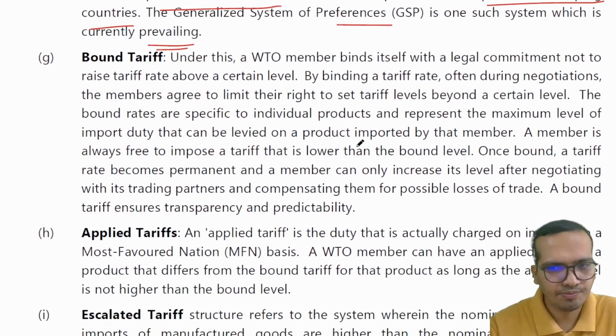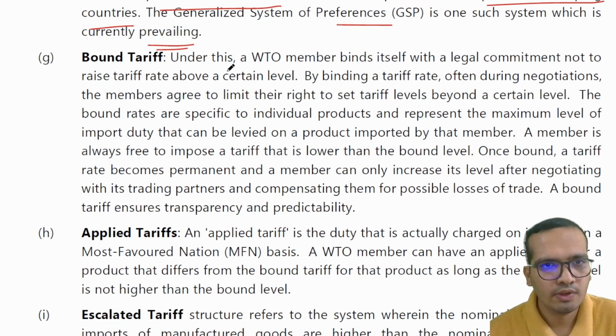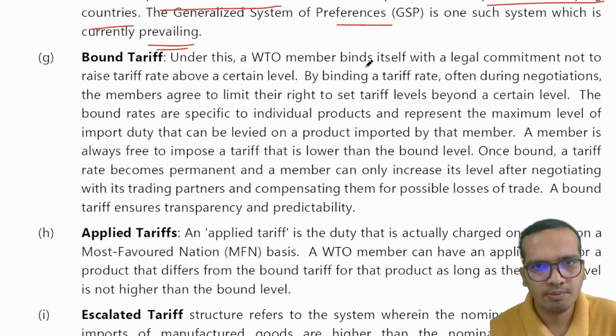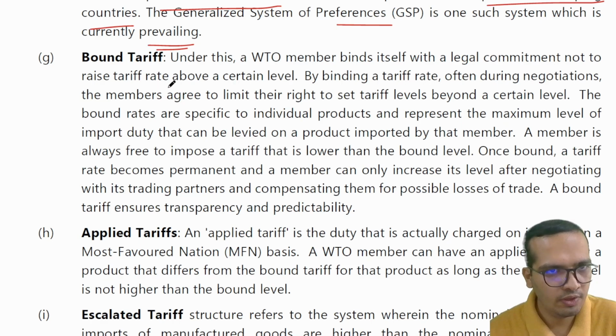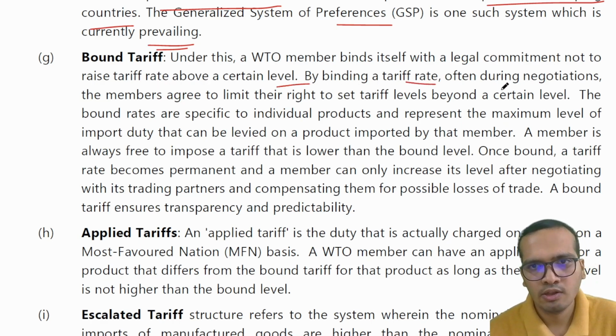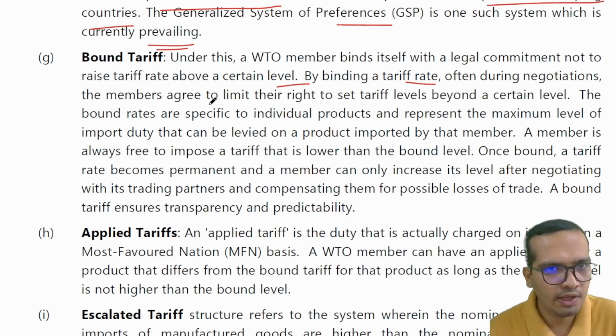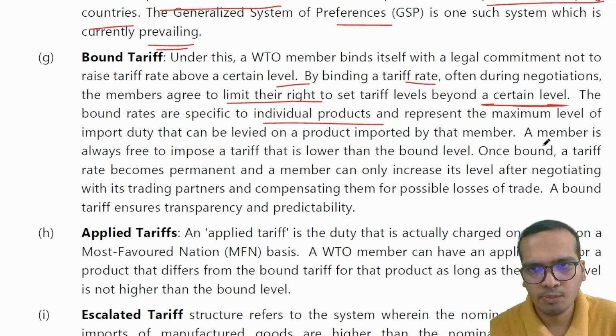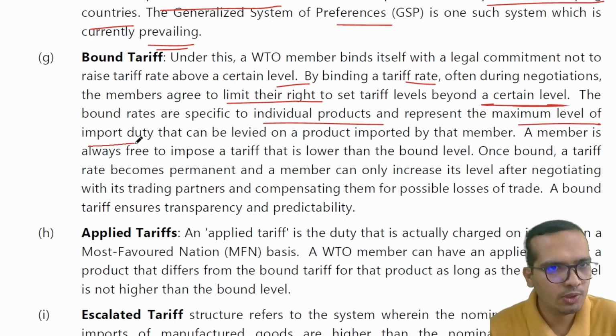Then we have bound tariff. Under this, a WTO member binds itself with a legal commitment not to raise the tariff rate above a certain level. By binding a tariff rate, often during negotiations, the member agrees to limit its right to set tariff levels beyond a certain level. The bound rates are specific to individual products and represent the maximum level of import duty that can be levied on a product imported by a member. एक कोई लिमिट सेट करते हैं.